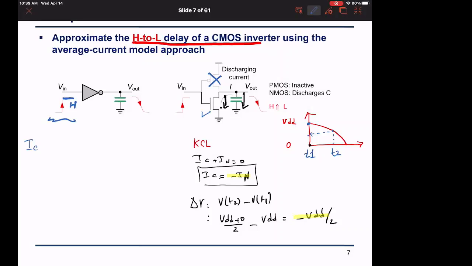To find the NMOS current at point 1, what do I have? At point 1, for the NMOS I have VGS minus VT, and I have VDS. Of course, the input is already high, it's at VDD, so the device is on, and this is VDD minus VT, and VDS is V out. Since VDS is V out and V out is still high, it needs time to drop, then this is VDD.